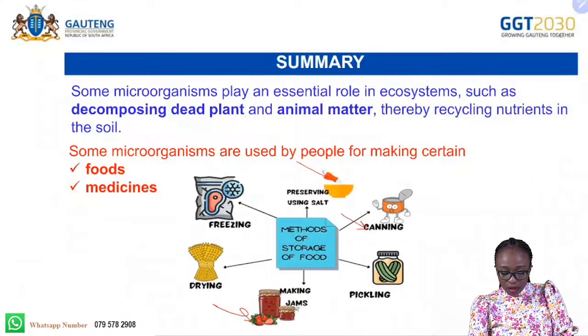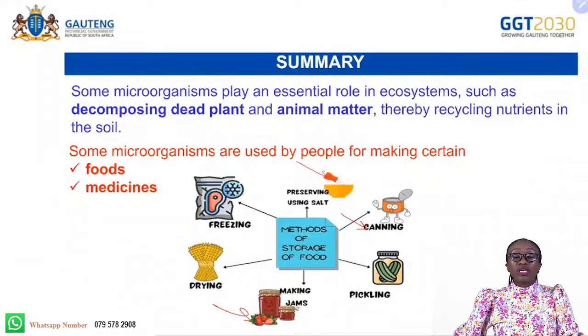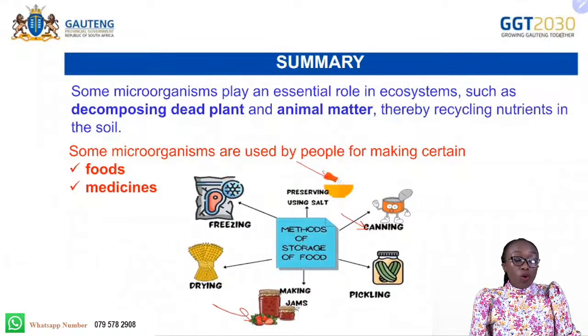Another way is canning. We call this sterilization. This is when food is heated to very high temperatures, and during this heating process, microorganisms are killed. So once the food is heated to these high temperatures and any microorganisms that could be on the food are killed, what's the next step? The next step is putting this food in a sealed container or an airtight container. So this airtight container will prevent any microorganisms from getting into the food and decaying the food.